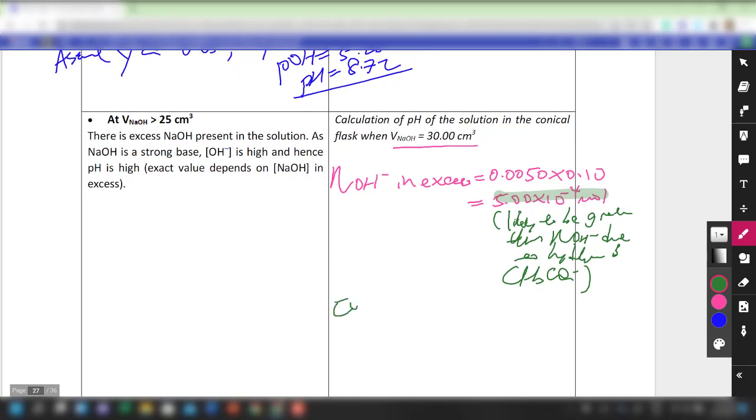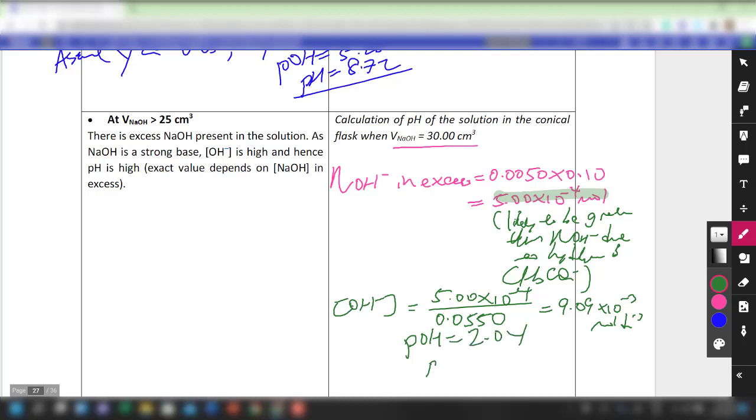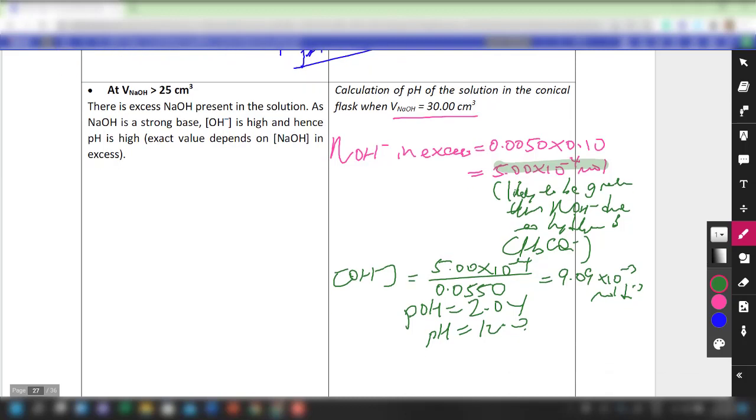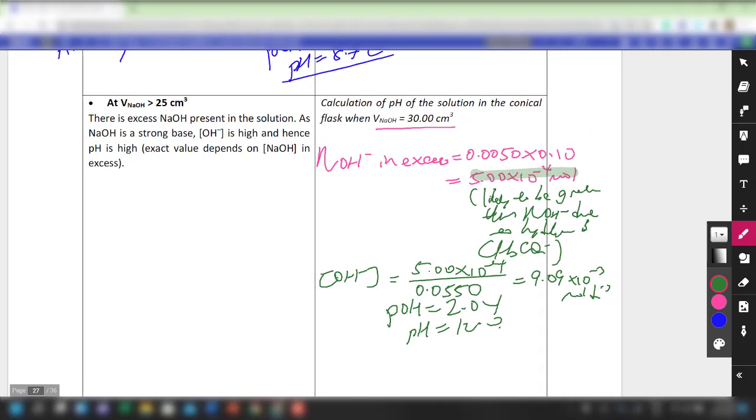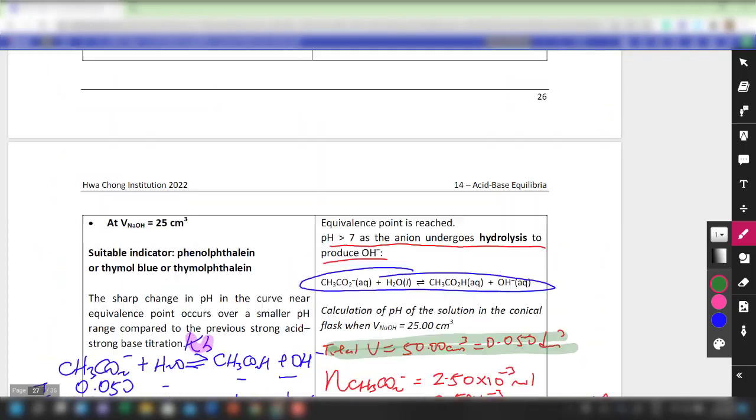Okay, so the final concentration of OH minus will be 5.00 times 10 to the power minus 4 divided by the total volume, essentially 0.0550. So I'm going to get 9.09 times 10 to the power minus 3 moles per dm cube. From here I can calculate pOH to be 2.04, and pH is therefore 12.0. Okay, yeah, so I hope after performing all these calculations, you are quite familiar with the calculation of the various points of the titration curve.